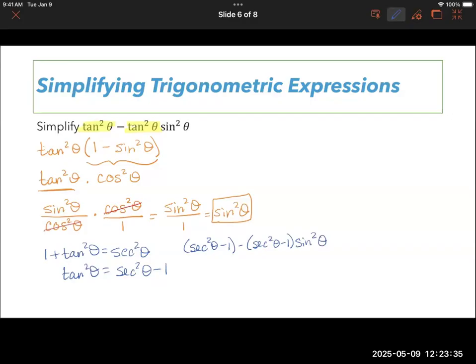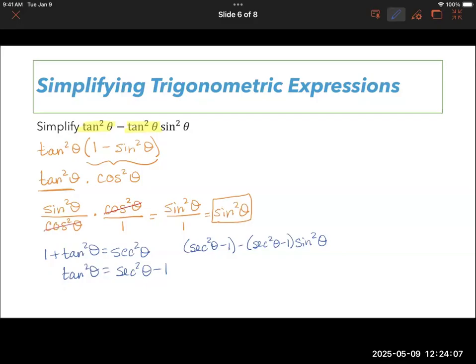So it might look like that. So again, here's where you need to ask those questions. Is that a legal move? Yes. Tangent squared theta really is equivalent to secant squared theta minus 1. So yes. Is it a helpful move? I would say no. To me, it looks like I just made my expression messier. Okay, so I probably would not recommend that you take that step.